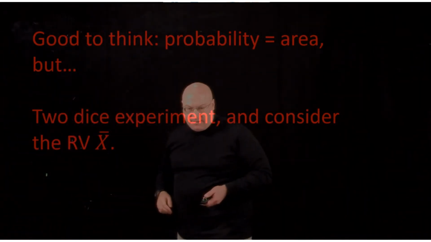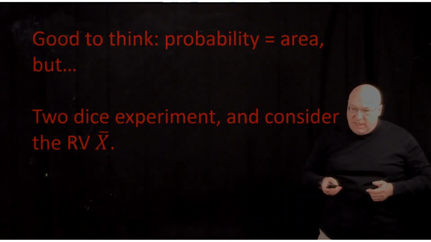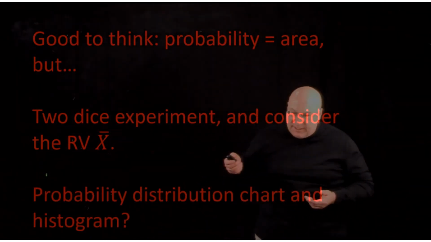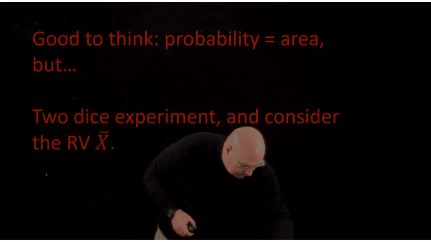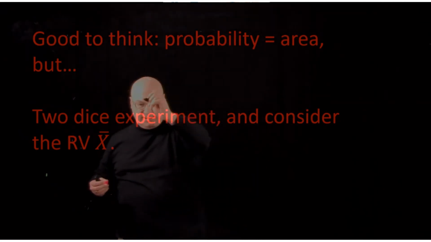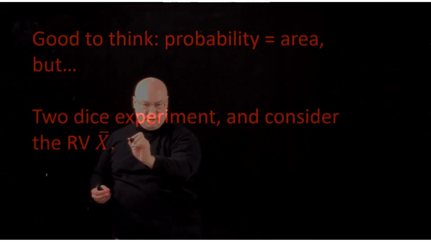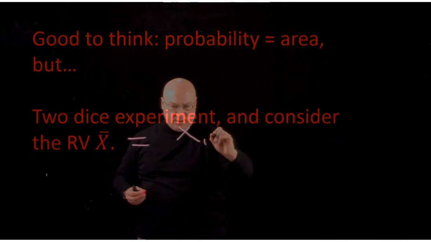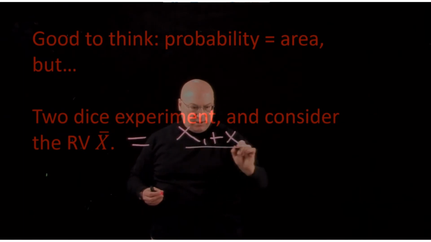And the example I want to look at is, I want to go back to the 2 dice experiment and consider the random variable x bar, which it looks like I did not define here. I thought I had it defined. So how would you define x bar? X bar equals, instead of just the sum, we'll make it be the mean.